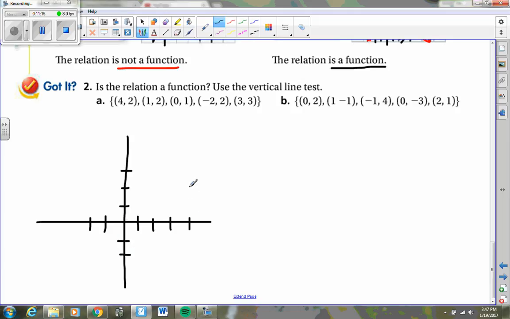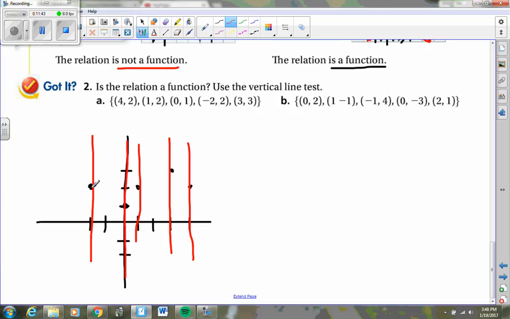All right, our points should be at 4, 2, 1, 2, 0, 1, negative 2, 2, and 3, 3. Okay? Now, of those 5 points, if I draw a vertical line through any of them, that vertical line only hits 1 point. Right? None of them ever hit 2 points. There's one here, one here, one here, one here, and one here. It never hits twice. Okay? So this relation is most definitely a function.